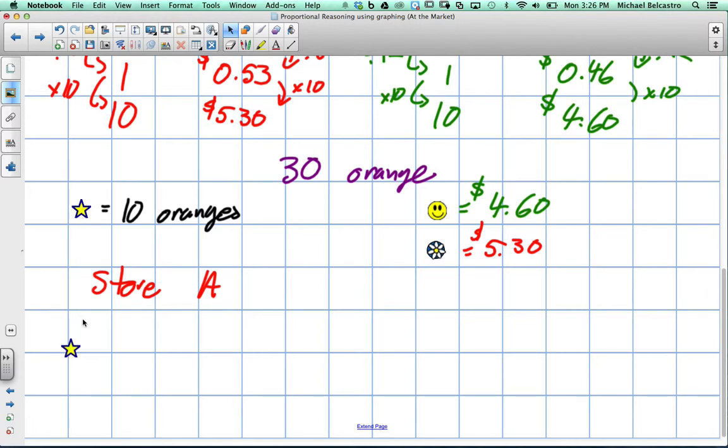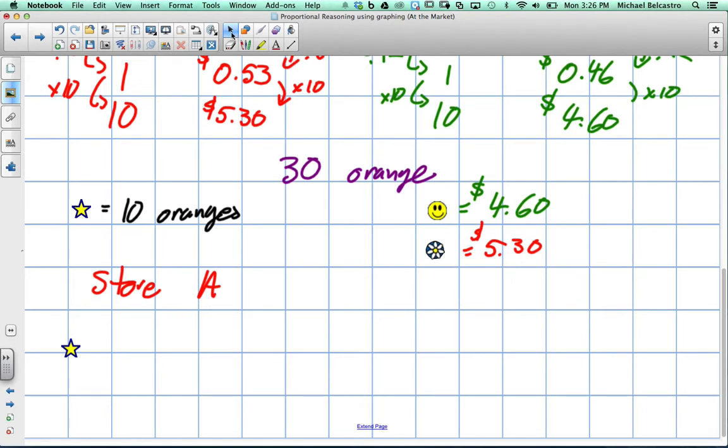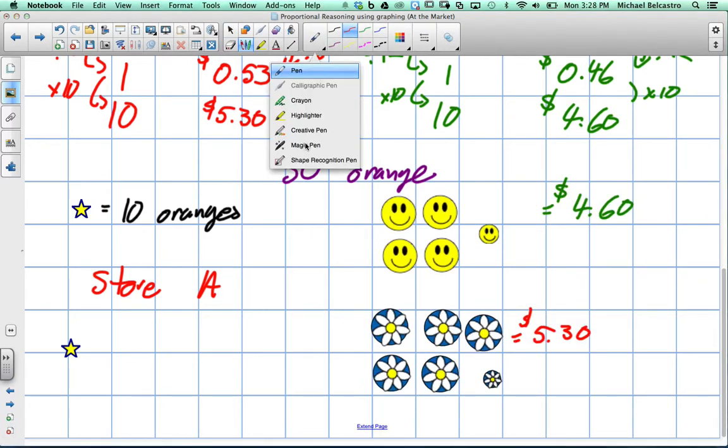10 oranges equals $5.30. And I could have represented this with 5 flowers. Maybe I should have. Change this to infinite clone and that to infinite clone. And actually, that's what we're going to do in this case. Let me set this up nicely. All right, so this is set up a little nicer now.